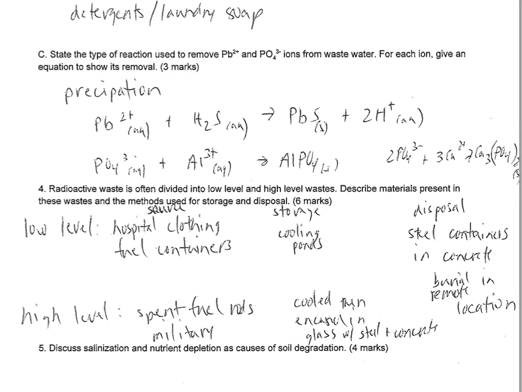And then the methods used for storage, for both of them, you use cooling ponds. And then for low-level waste, after it has become safe in a cooling pond, it can be disposed of in steel containers in concrete. Otherwise, for the high-level waste, it's cooled somewhat, and then it's encased in glass, and then surrounded by steel and concrete. And then the ultimate goal is to bury it in a remote location because it'll be thousands of years before the high-level waste is safe to be out of those containers.